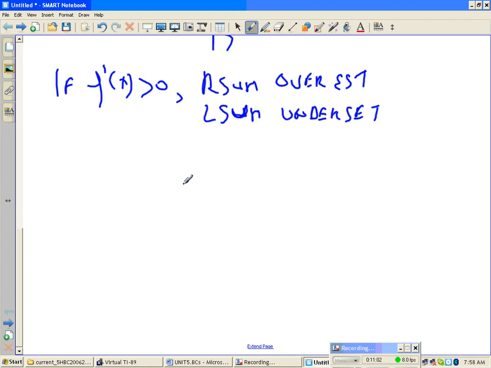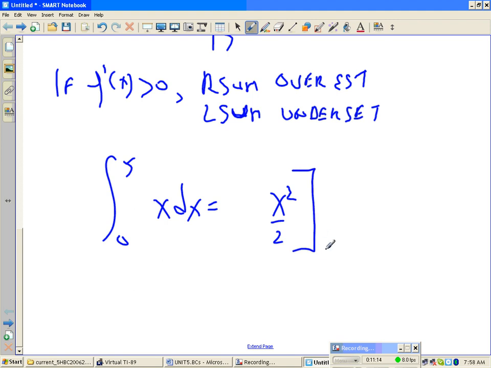12.5, sorry, 25 halves? What if we did it this way? What's the antiderivative of x? X squared over 2. And according to the fundamental theorem of calculus, which we haven't even talked about yet, how do you evaluate this? Plug in 5, so that's 25 halves, and then subtract what? Plug in 0. This just means plug in 5, plug in 0, and subtract. That's shorthand for this. And so you do get 25 halves, or 12.5.